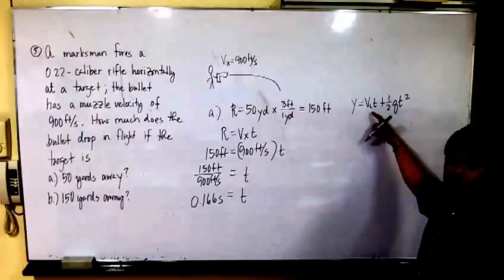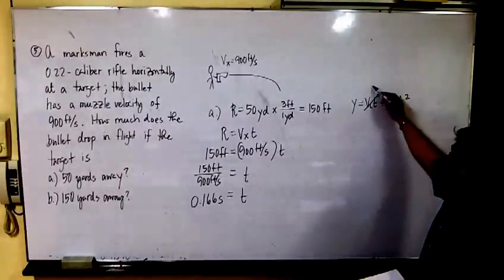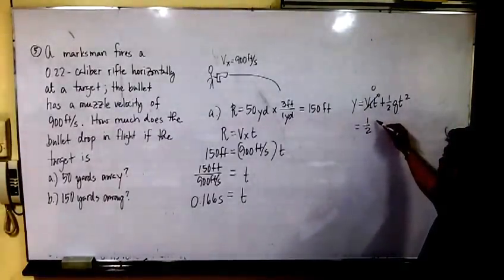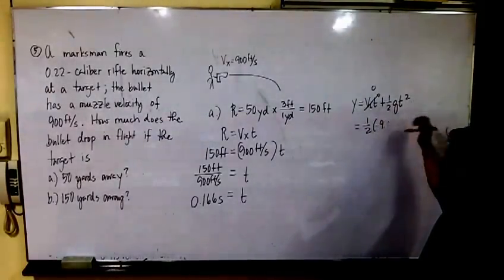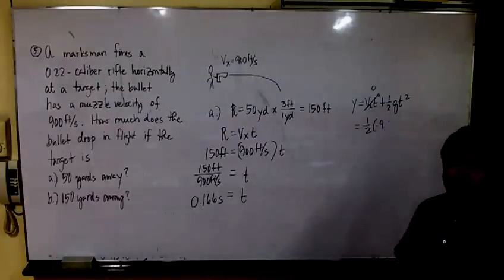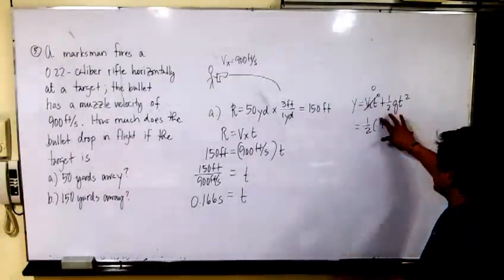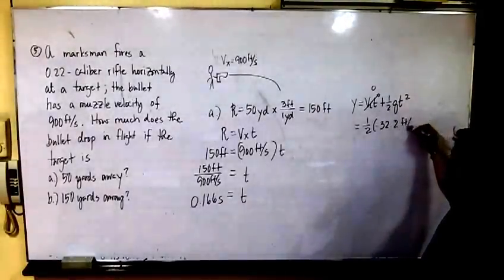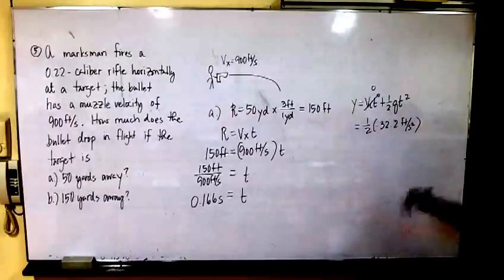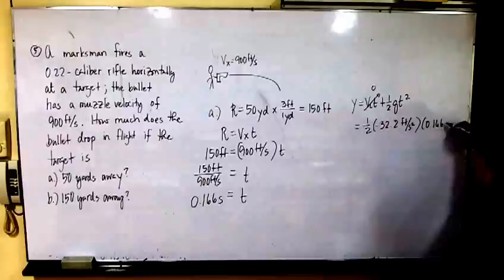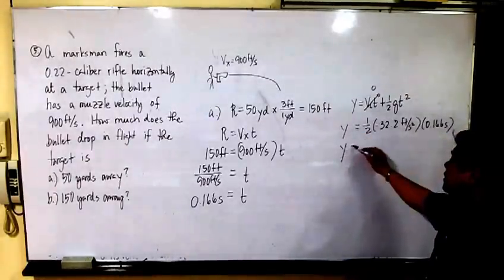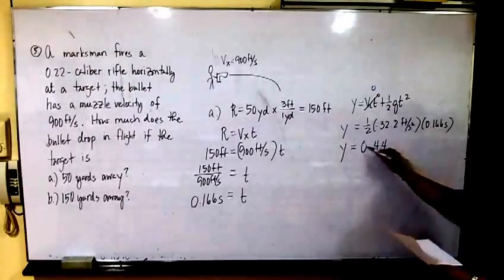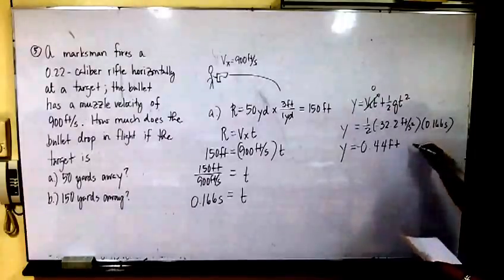We know that the initial speed along the vertical is always equal to 0 for projectile motion 1. And solving for y, g is -9.8 meters per second squared, but since we are in the FPS system, we have to use 32.2 feet per second squared. Multiplied by the time of flight, which is 0.166 seconds, squared, we can get the drop. The drop would be 0.44 feet. That would be negative.